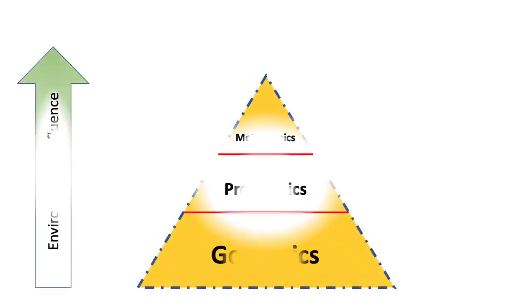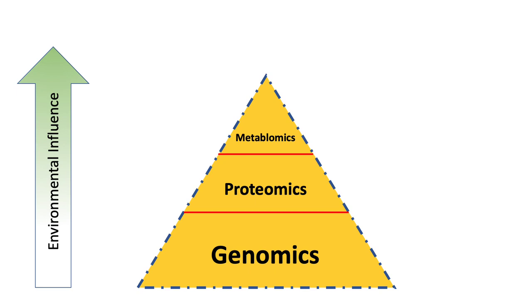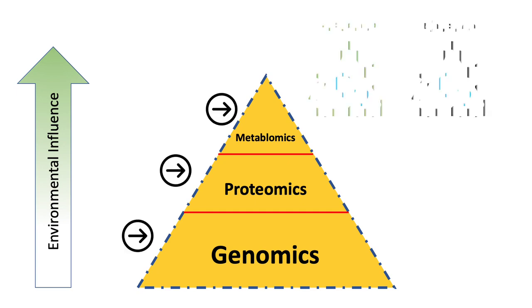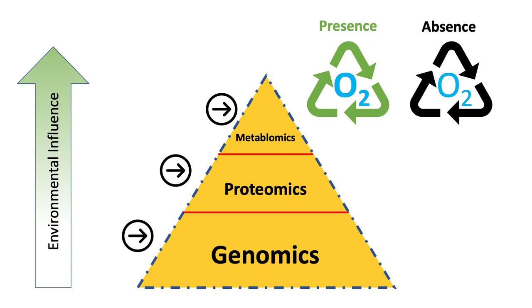Now, let's have a look at this pyramid to understand the effect of the environment on these omic components. From this figure, it is quite obvious that the environment will have a greater influence on the metabolites as compared to the rest of the others. For example, the presence and absence of oxygen in the environment can greatly influence different types of metabolic pathways occurring in an organism.